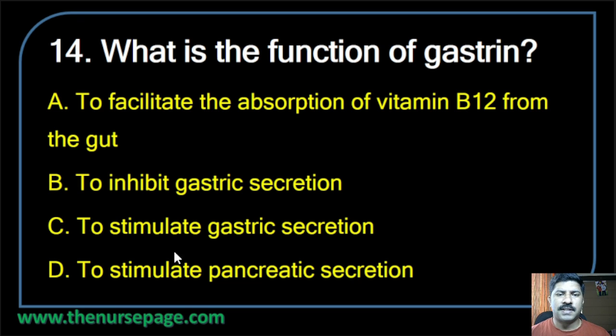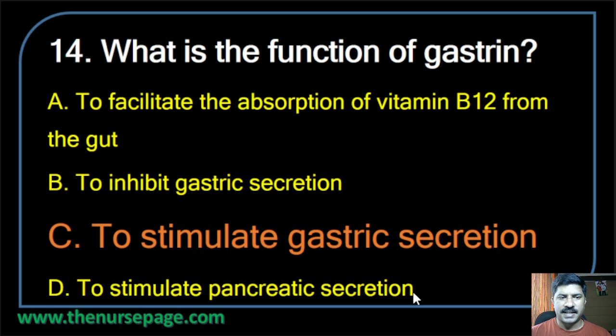14th question. What is the function of gastrin? To facilitate the absorption of vitamin B12 from the gut, to inhibit gastrin secretion, to stimulate gastric secretion, to stimulate pancreatic secretion. Correct answer is to stimulate gastric secretion. To facilitate absorption of vitamin B12 from the gut, we need intrinsic factor in the stomach. To inhibit gastric secretion, we need a hormone known as inhibin. To stimulate gastric secretion, we need the gastrin hormone.